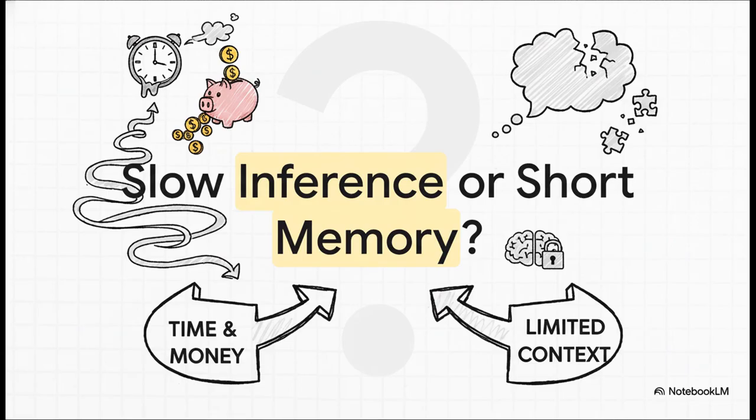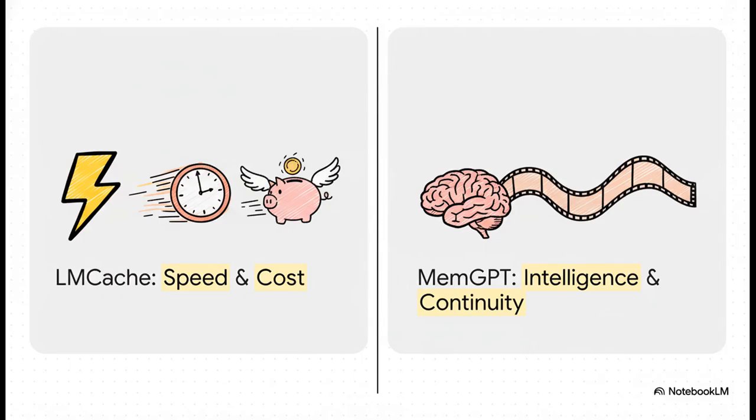Look, when we're building with these models, we are constantly caught between a rock and a hard place, right? On one side, you've got the slow, super expensive reality of inference. Every single token costs you time and money. But on the other side, you've got the frustratingly short memory of the models themselves, that dreaded, limited context window that makes them forget everything. And this is exactly where our two tools come into play. LMCache is purpose-built to tackle that first problem, speed and cost. And MemGPT is designed from the ground up to solve the second problem, intelligence and continuity. See? Two different solutions for two very different headaches.